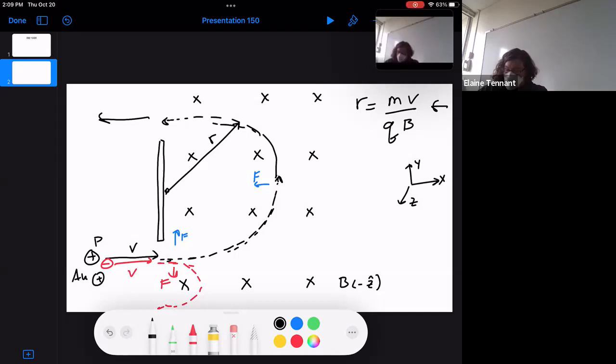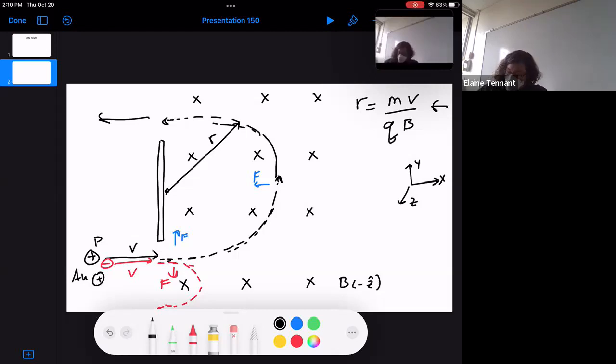So is it going to follow the path of the proton or the path of the electron? First off, it's going to go up or down. Up. And I shouldn't have really said follow the path. Is it going to have the same radius of a proton, this gold ion? No. Is it going to be smaller or larger?